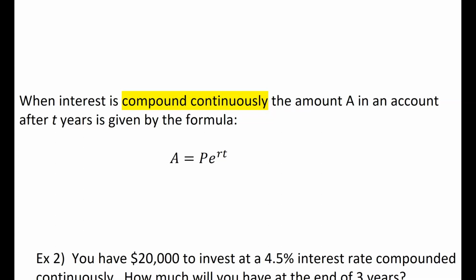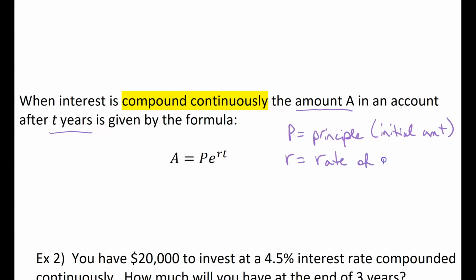All right. The parts of this formula are the same as the other one. So again, A, that's the amount that you will have after T years. What does the P represent? The principal, or the initial amount that you start with, so that doesn't change. And R represents the rate of interest. So that part doesn't change either.